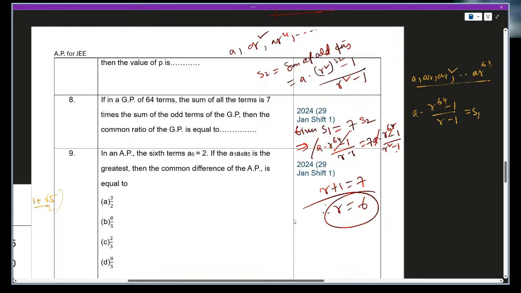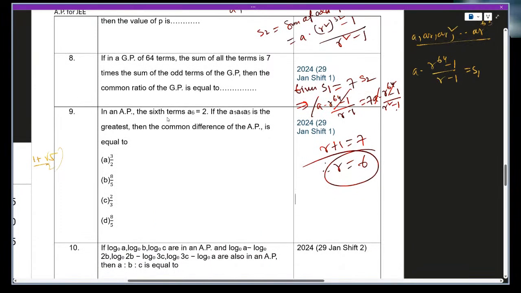Understood? So 7 should be left side. So R plus 1 coming to be 7. Yes, R square minus 1 is R plus 1 into R minus 1. It gets cancelled with this. You do it in your copy. Coming to that, R is 6. Okay.